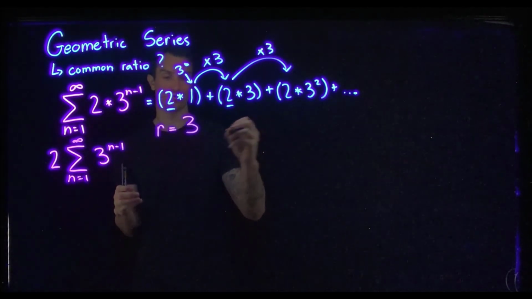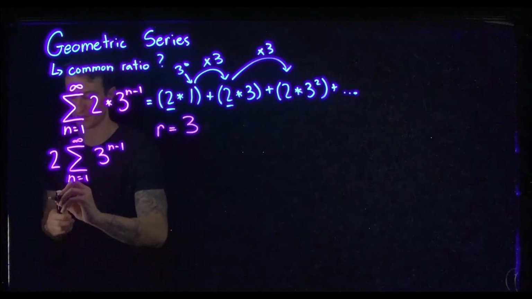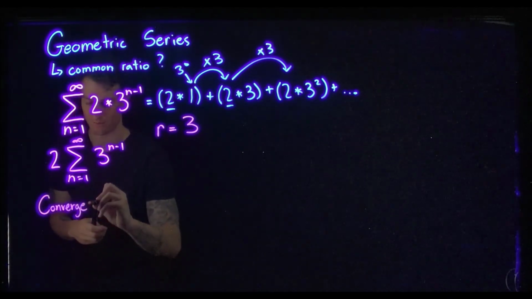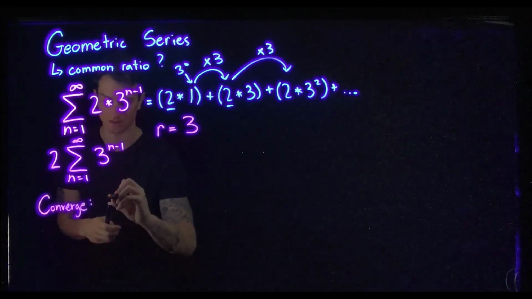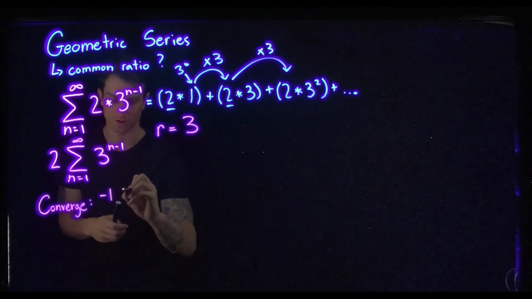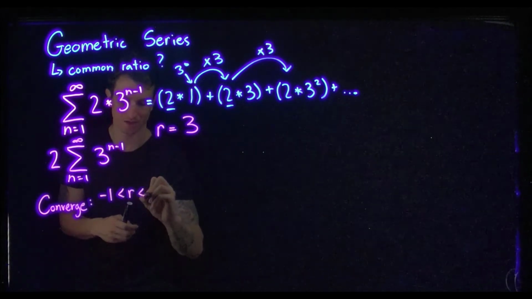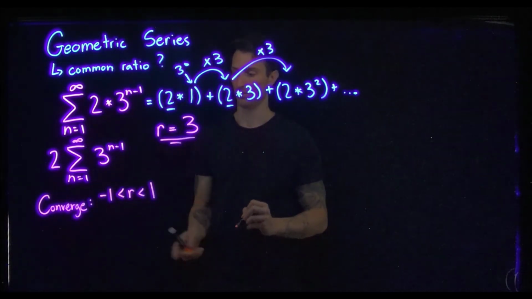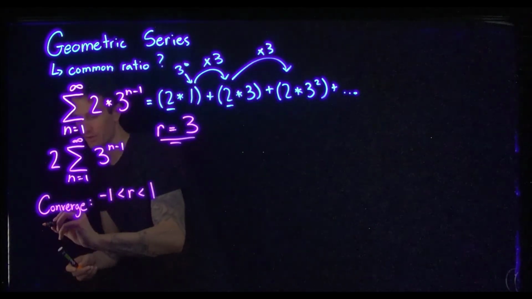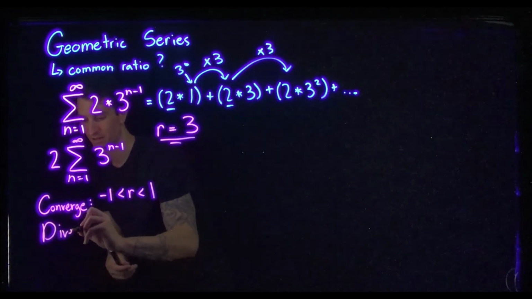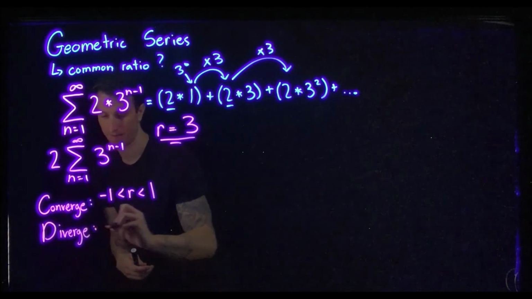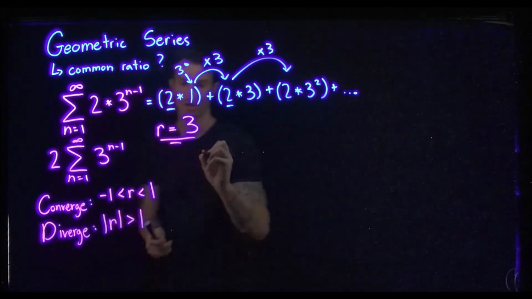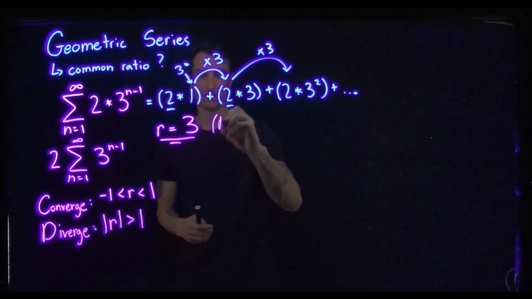Then we need to recall our rule that we learned. I'll write it over here: it will converge if r is between -1 and 1. We look at our r and we go, well, that's not true. It's outside of those bounds. So then we know that it must diverge. Another way of writing this: the absolute value of r is greater than 1, so we know that it diverges.